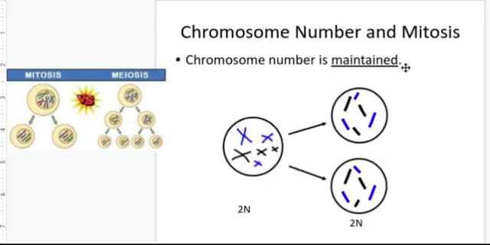As I said, the chromosome number is maintained. You start diploid, you end diploid. In this case, we have an organism that has 6 chromosomes. They all got copied, and then the copies are divided up.